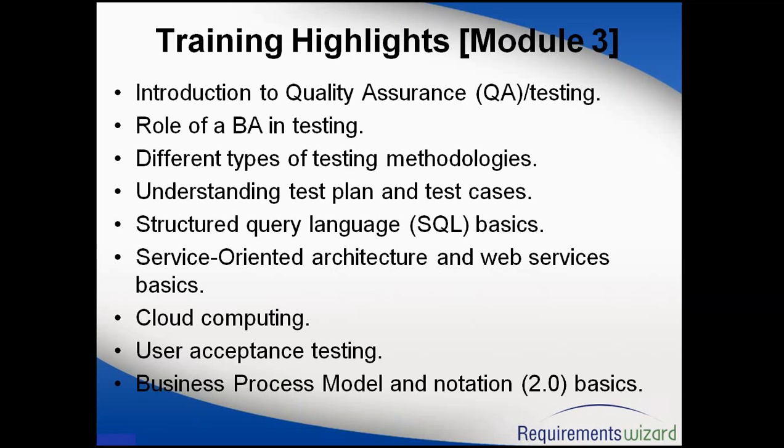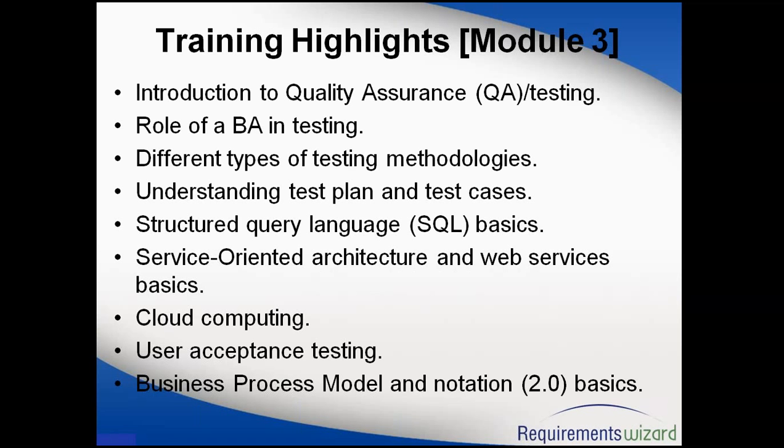So then in module 3, we will basically touch base on concepts like quality assurance, the role of a BA in testing, what are the different methodologies used in testing, how to create the test cases, test plan, how to write the SQL, structured query language, some basic fundamentals. We won't go into the detail because as a BA you don't need to write them, but you should be able to understand them.